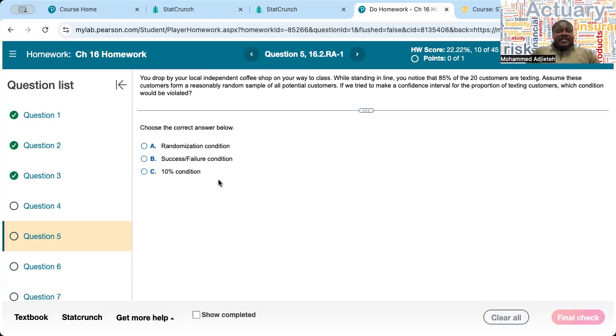When we read the problem, it says that you drop by a local independent coffee shop on your way to class. While standing in line, you notice that 85% of the 20 customers are texting. Assume these customers form a reasonable random sample of all potential customers. If we try to make a confidence interval for the proportion of texting customers, which condition will be violated?